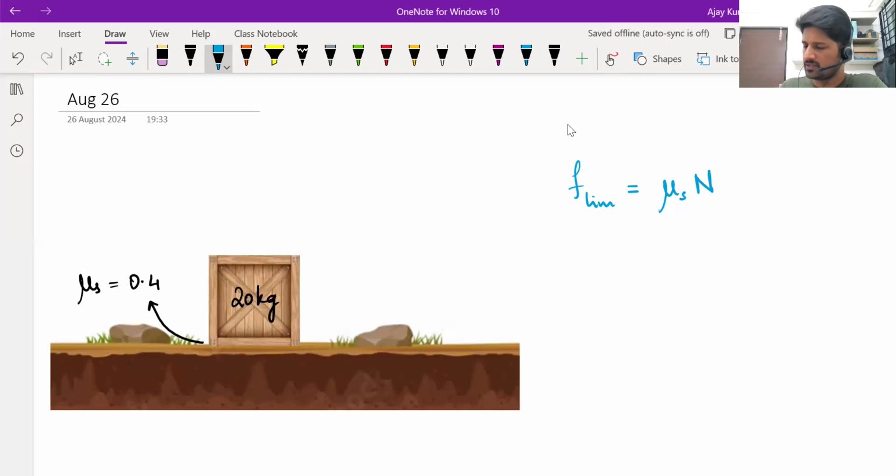Mu s is called the coefficient of static friction. It depends on the nature of surfaces in contact. N is the normal force between them. So remember, this is the maximum friction that can act between two surfaces. Maximum static friction.